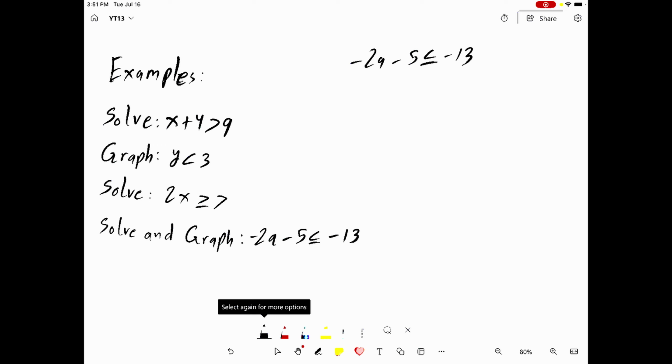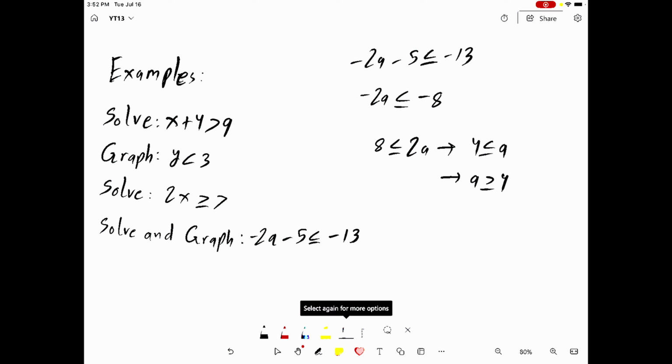It can be solved two different ways, but I'm going to show you both ways just for thoroughness. One way is by adding 5 to both sides, so we get negative 2a is less than or equal to negative 8. Then we add 8 to both sides and subtract 2a from both sides. This becomes 8 is less than or equal to 2a, or 4 is less than or equal to a. But we normally want a on the left side, so we would just flip it and say a is greater than or equal to 4.